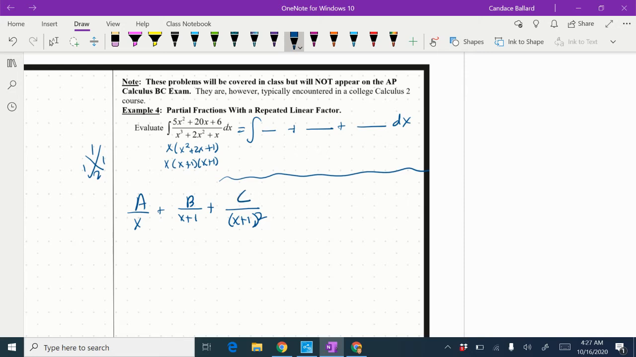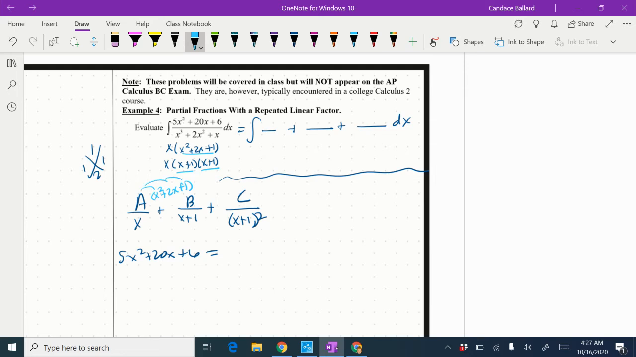I know that this is going to be equal to the 5x squared plus 20x plus 6. And we are going to multiply by what's missing, right? Because technically what we're doing is canceling fractions. What's missing in this one is really the x plus 1 squared, because I have to multiply by the common denominator. So I would really multiply this by x squared plus 2x plus 1, because I know that's what these are when we multiply them together.